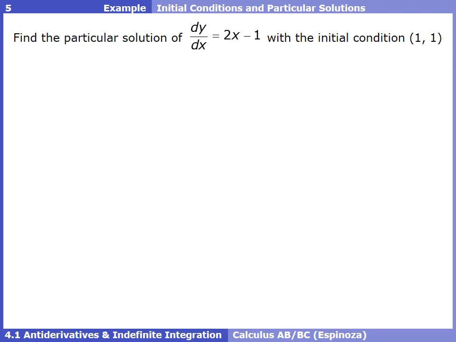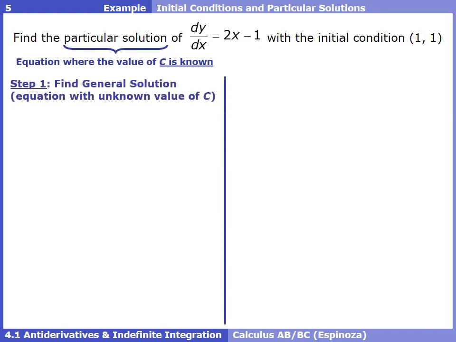Okay, in these next two examples, we're going to talk about finding that value of c. And remember, when we know the value of c in a solution, that's called a particular solution. So in this problem, we're being asked to find the particular solution of the derivative 2x minus 1 with the initial condition (1, 1). And again, remember, a particular solution is just the equation where we know the value of c.